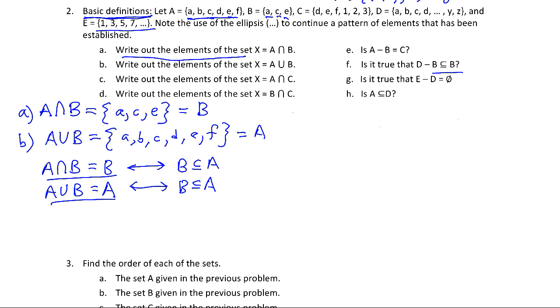For part C, it says, let's write out the elements of A intersect with C. And A intersect C, I'm looking for those elements that are common to A and C. Think of it as the overlap. A has A, B, C, D, E, F in it. And C has D, E, F, 1, 2, 3. And we can see a clear overlap on the three elements D, E, and F.